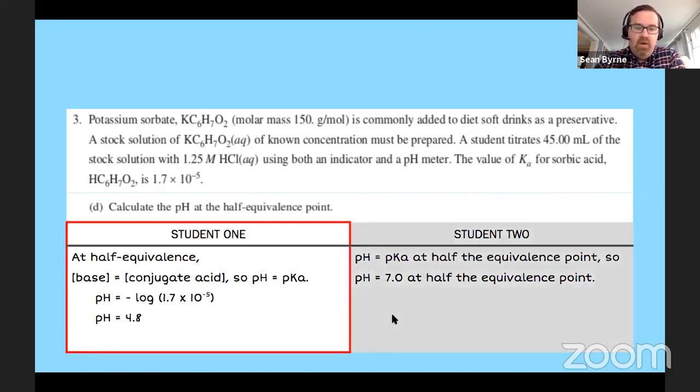And it turns out, I hope you're able to identify that student 1 is correct again. I'm not sure if this is the exact same student 1, but student 1 was able to identify that the pH is equal to the pKa, and that then involves a calculation here, right? So student 2 just forgot to do the calculation or assumed that the pH was going to be equal to 7, made sort of a strange assumption there.